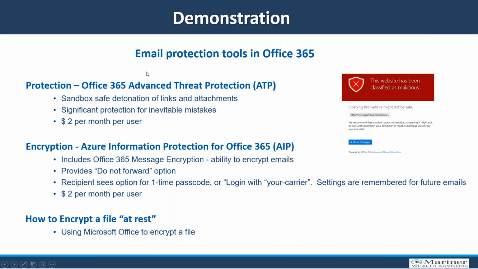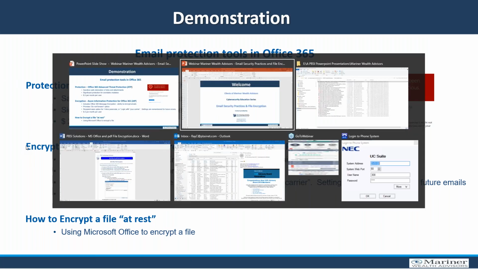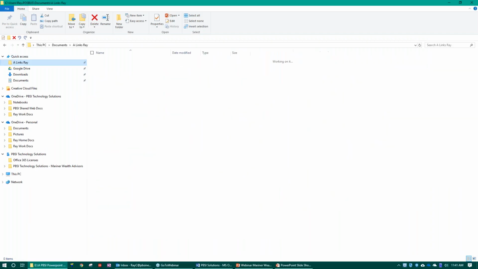So I'll demonstrate Advanced Threat Protection. And then also Azure Information Protection, another $2 a month option for Office 365 users. This is what gives you the ability to encrypt a message. So the first one protects against bad links. The second permits encryption of an email. So I'm going to go to my inbox.